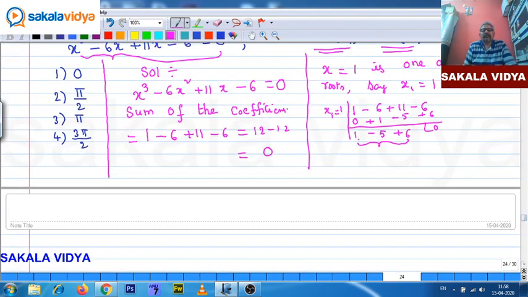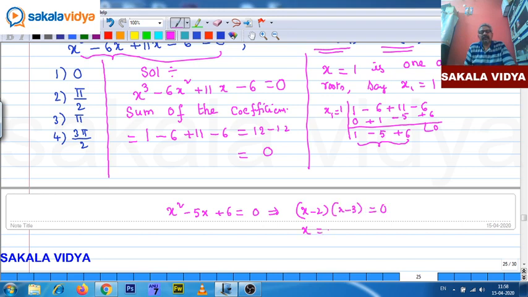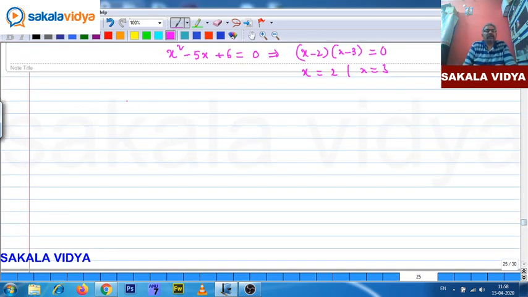This is the x square coefficient, this is the x coefficient, this is the constant term. We get the equation x square minus 5x plus 6 is equal to 0. The factors are x minus 2 into x minus 3 is equal to 0. So we get x is equal to 2 and x is equal to 3. Already one of the roots is x1 is equal to 1, say x2 is equal to 2 and x3 is equal to 3.